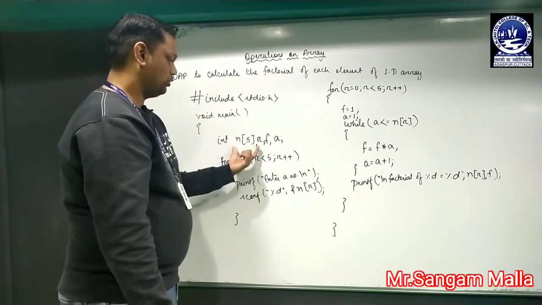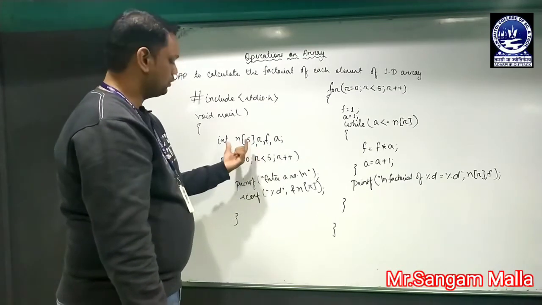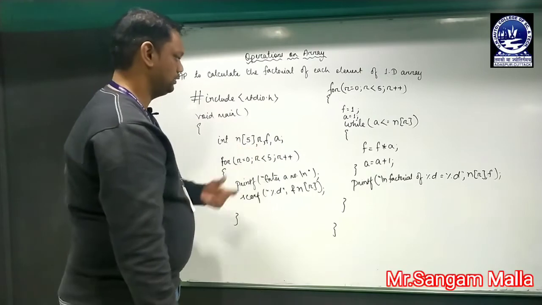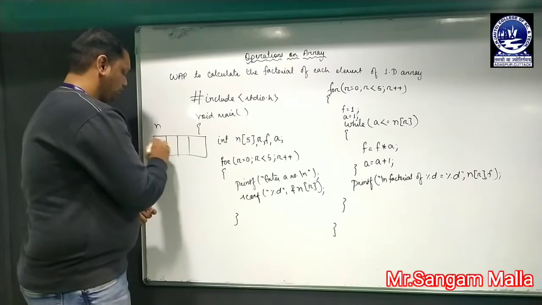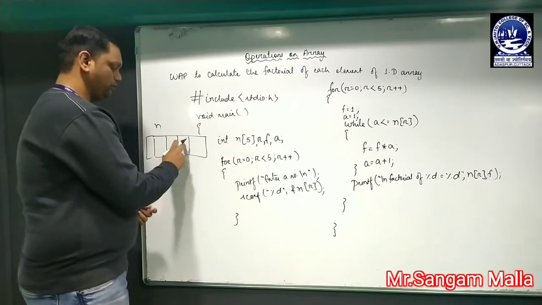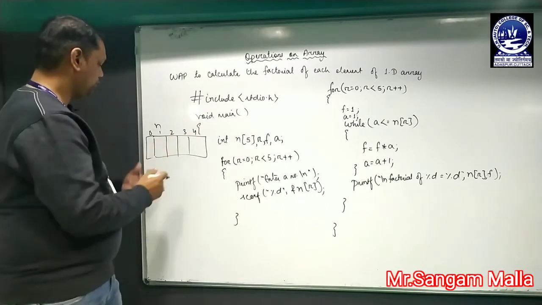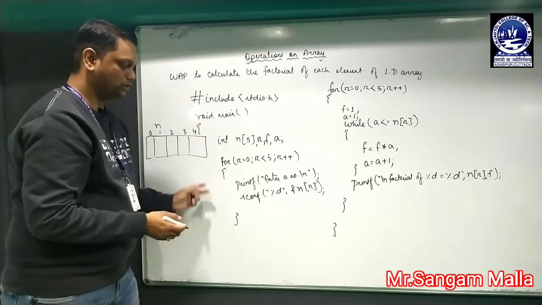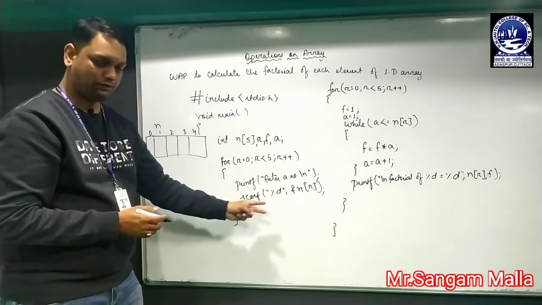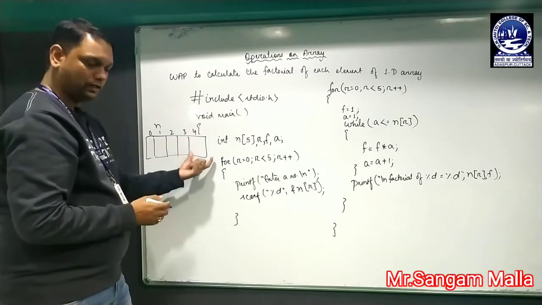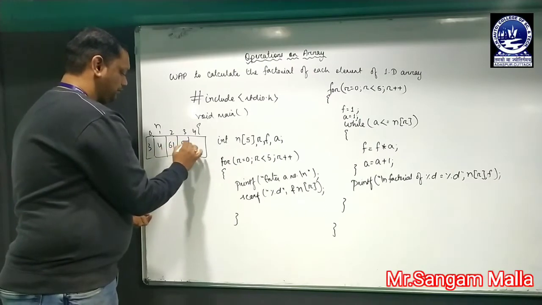So I have to take the values of each element. That means I have to enter the numbers into an array. So I have taken an array of 5 indexes. That means n will have an array of 5 blocks: 1, 2, 3, 4, 5. The index will start from 0. So let's say I have entered the numbers. This loop will continue 5 times, from 0 to 4, and it will enter the elements into the array. So let's say I have entered 3, 4, 61, 5, 10.